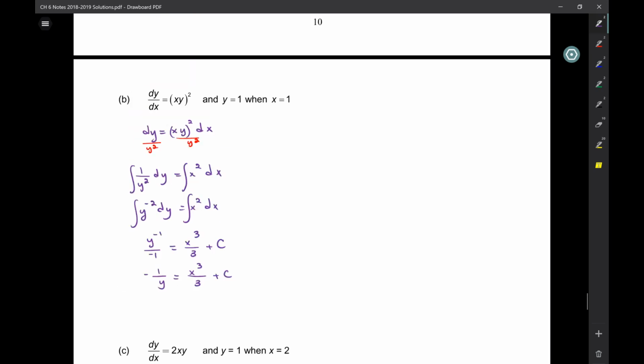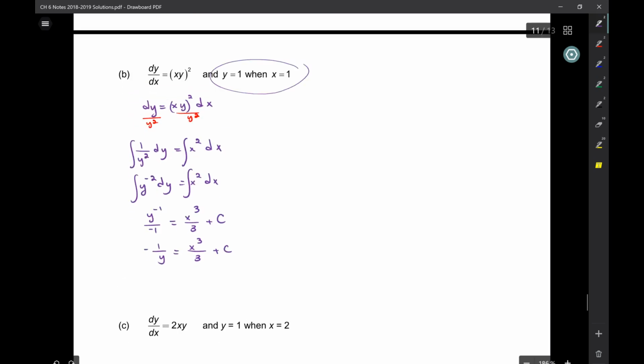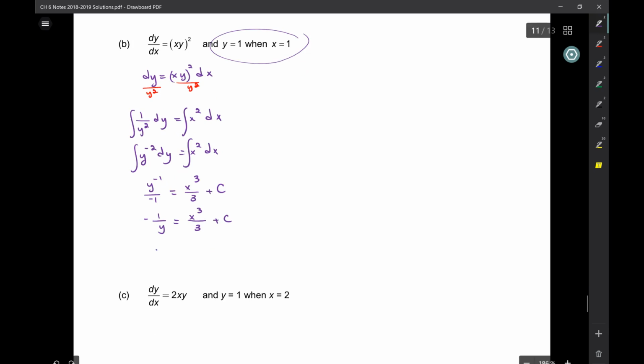Okay. So what is my initial condition? Here, when y is 1, x is 1. So negative 1 over 1, so that's negative 1 equals 1 over 3 plus c. So c is -4/3. Okay, where was my equation when I integrated? Here, right? So that's what I'm going to plug into. So -1/y equals x cubed over 3, I love this problem because there is a cute little trick here, -4/3.